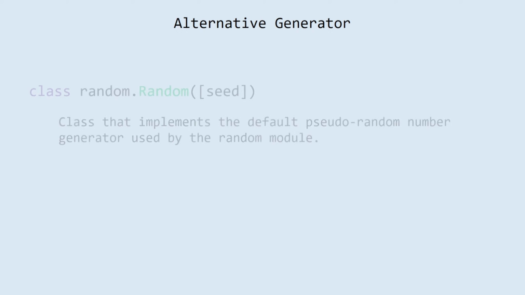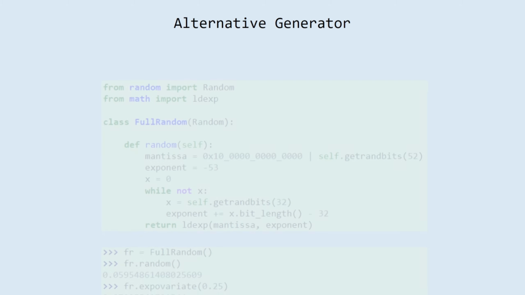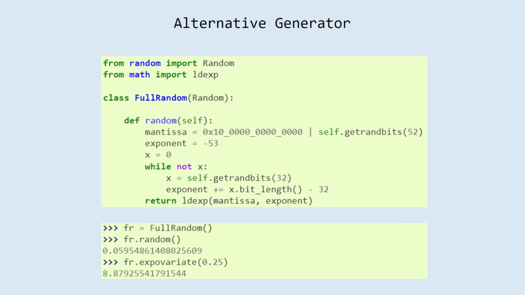You can also use the Random class as an alternative generator. It is a class that implements the default pseudo-random number generator used by the random module. You can also create your own pseudo-random number generation class, inheriting from the Random class and implementing your own logic, as in the example below.